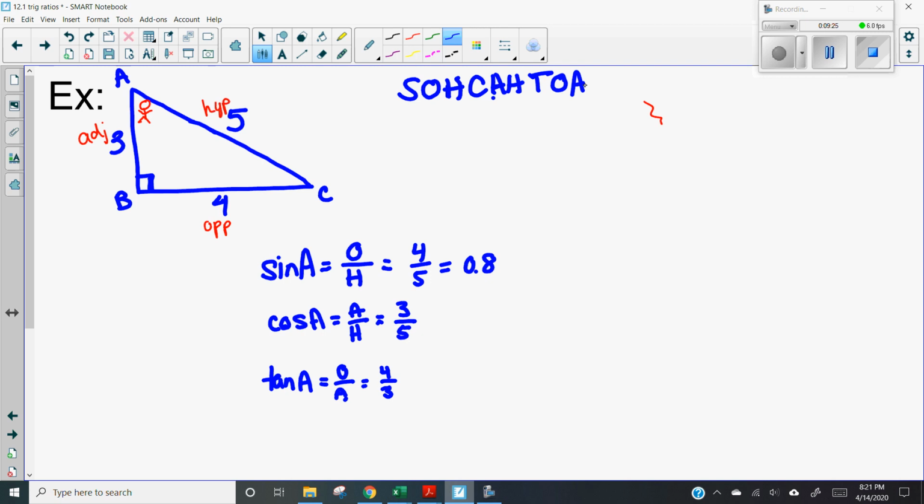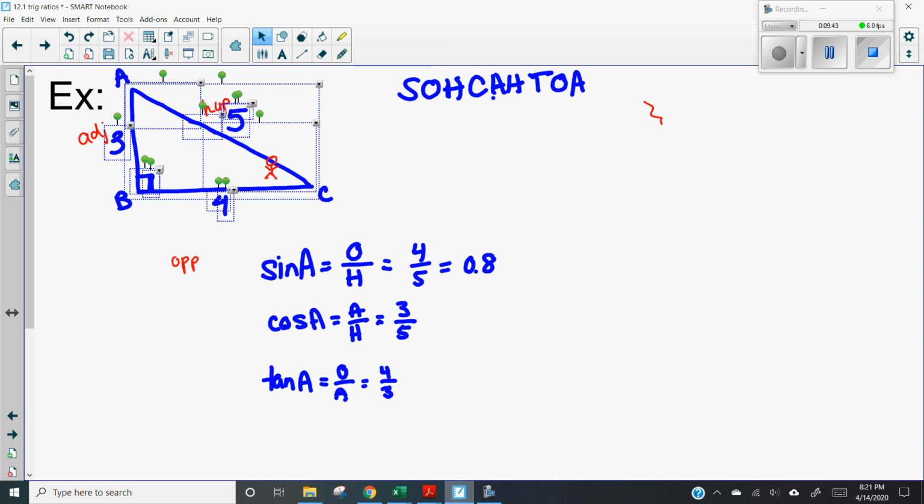Now, here's what you need to pay attention to. If we change the angle that we're talking about, I'm going to rearrange some things on mine. You don't have to do this on yours because it's just going to be a mess. But I'm going to now move my person to angle C. Let me get rid of my little labels here.